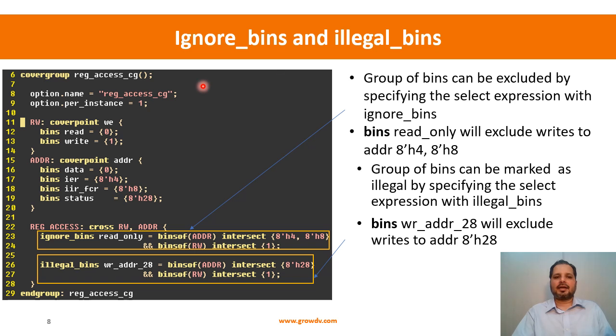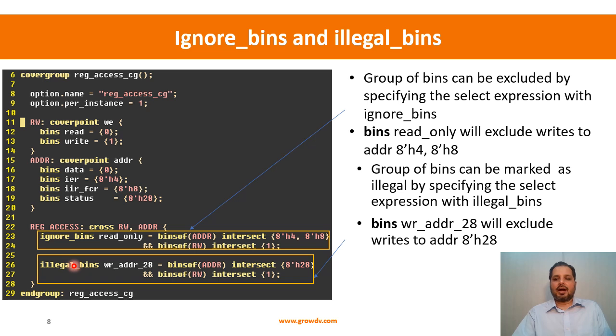So let's look at an example. We have covergroup read_access_cg. We have two cover points. We have RW, and we are covering this particular variable WE. We have two bins, read and write, values 0 and 1, and then we have address where we are covering four different addresses. We have 0, 4, 8 and 28, and we are defining a cross called reg_access, which is a cross of RW and address.